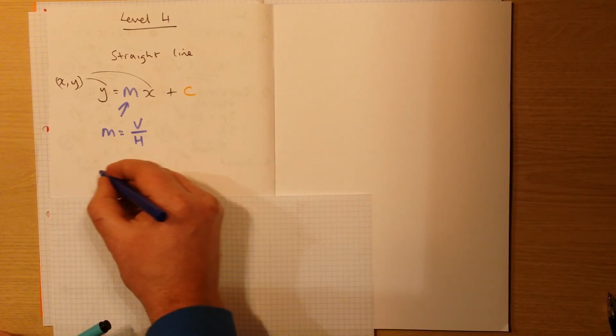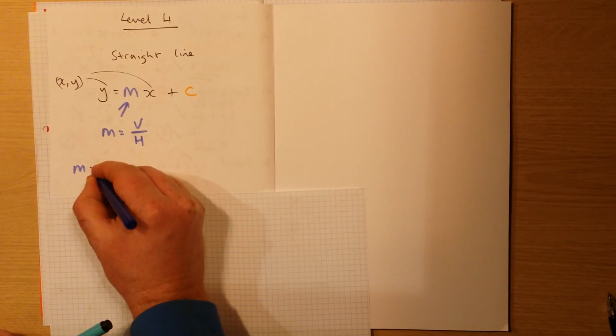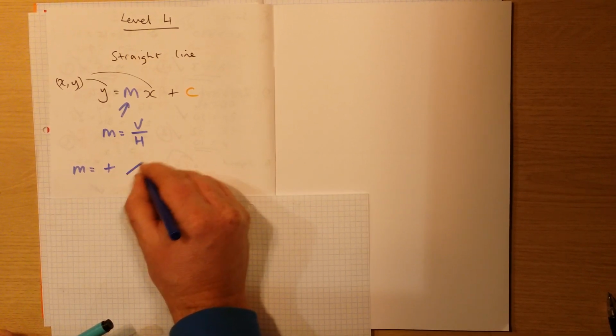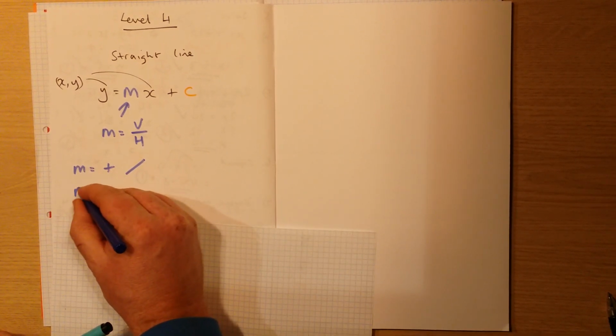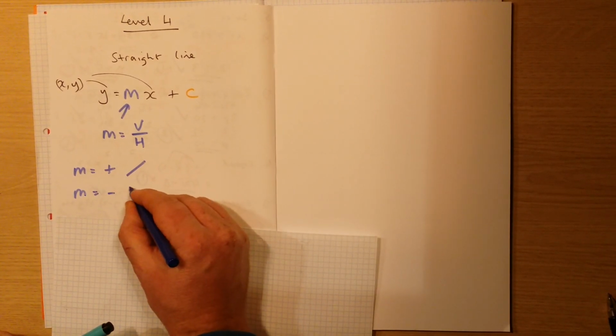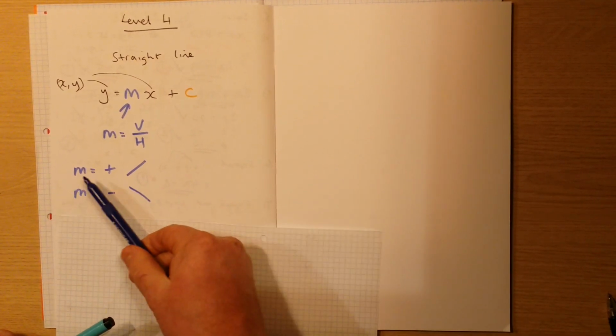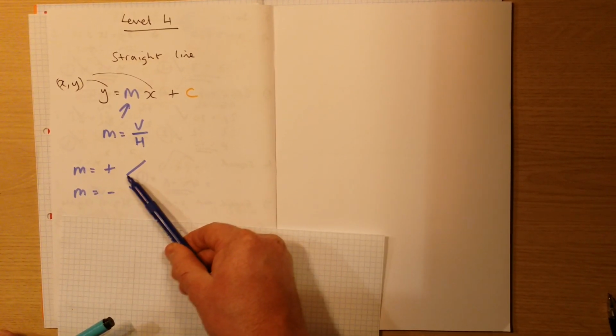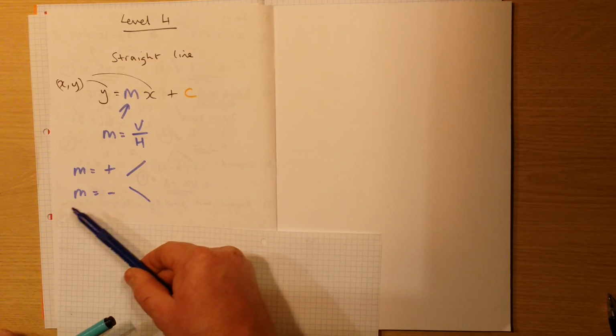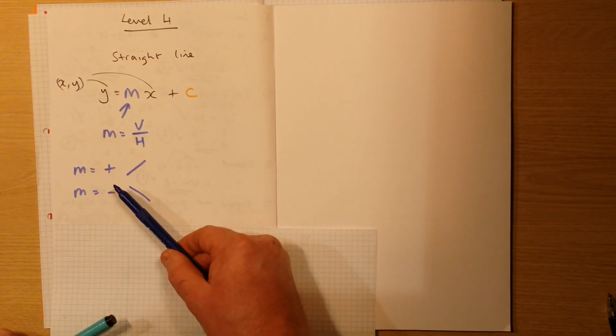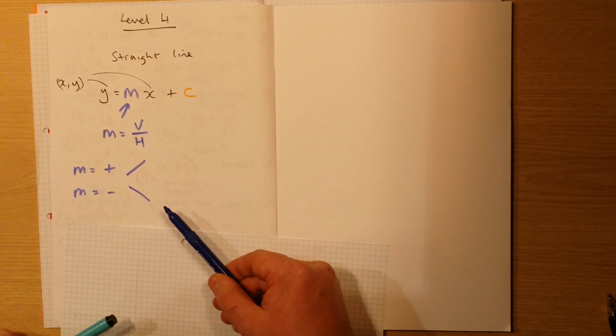The other thing that you need to know is that if the gradient is positive, it looks like this, and if the gradient is negative, it looks like this. In other words, if the gradient is positive, the line goes up from left to right, and if the gradient is negative, it goes down from left to right.